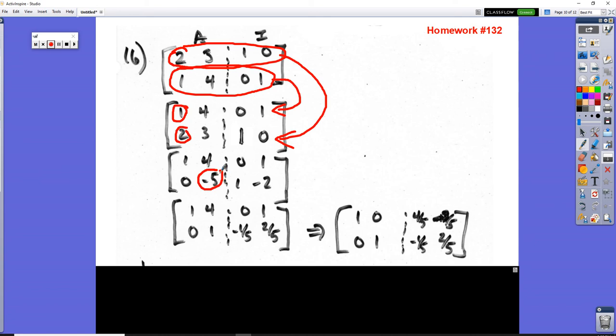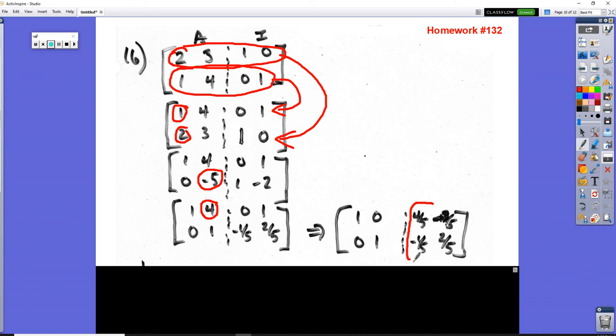The next thing to do is turn this -5 into a 1, so you're going to have to divide everything in this row by -5. That's going to be 0, 1, -1/5, 2/5. And last thing to do is to turn the 4 into a 0. So you're going to multiply the bottom row by -4 and add it with the top.